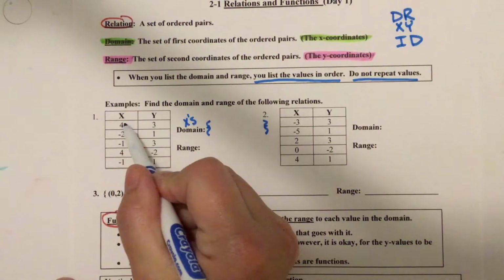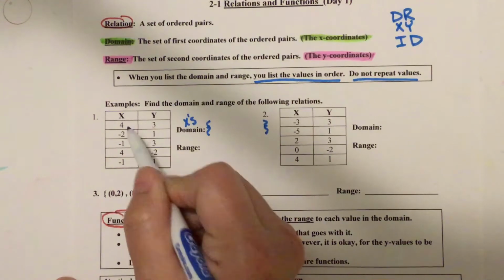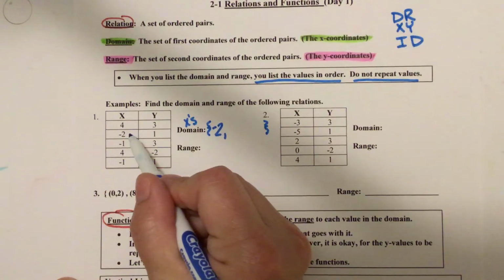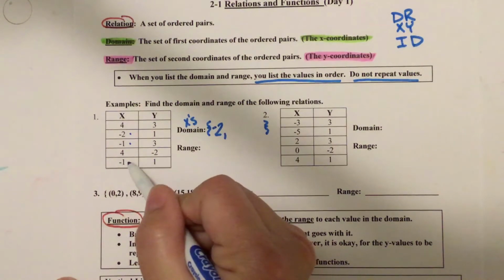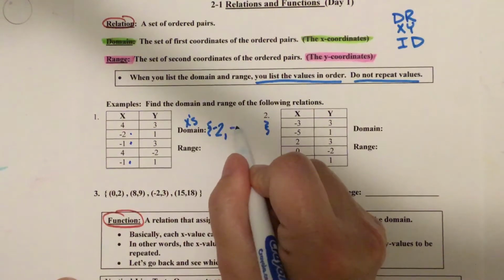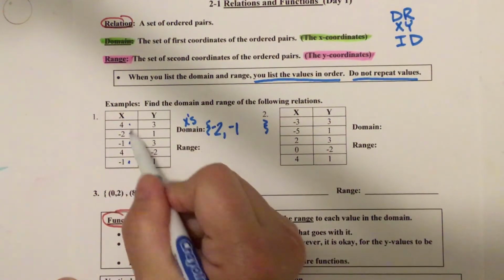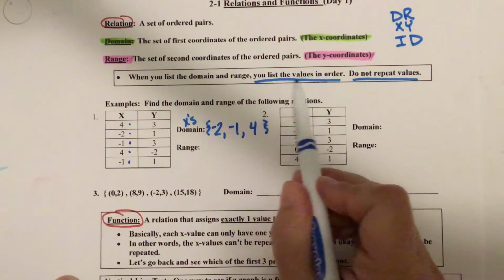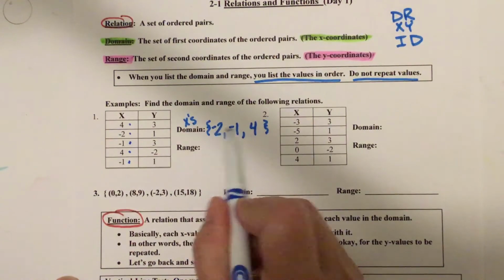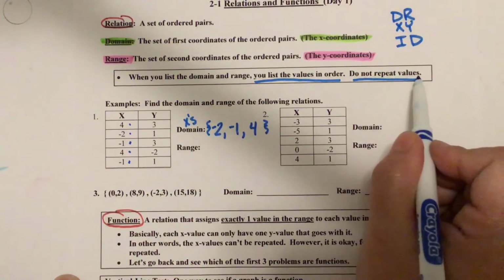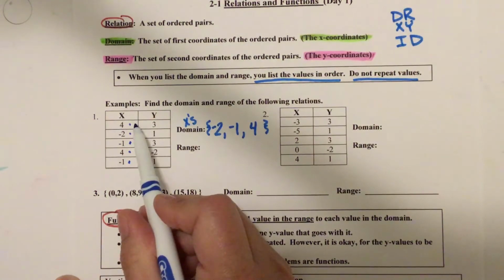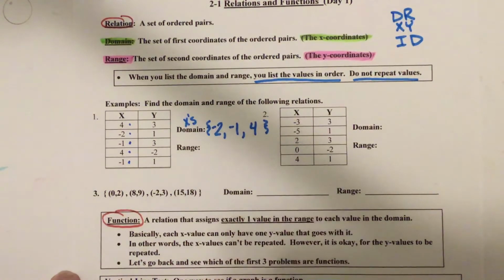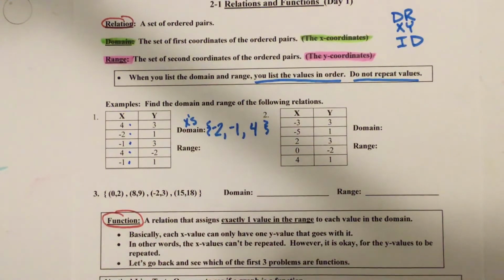All right, so as I look at the x's, I look for the smallest x in the list, and it is -2. The next smallest x is -1, and I've got 2 of those, but I will only write it once. And then the next x in the list is a 4, and there's 2 of those, but I will only write it once. So I list the numbers in order, so that means smallest number to largest number, and I don't repeat values. So even though the -1 happened twice, I only wrote it once, and even though the 4 happened twice, I only write it once. So smallest to largest, don't repeat numbers.